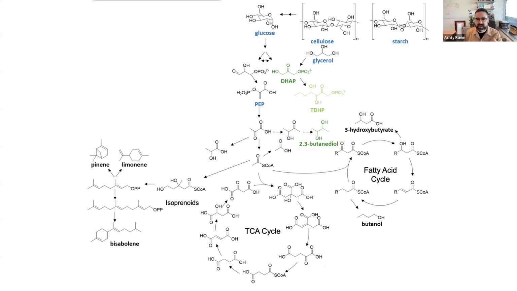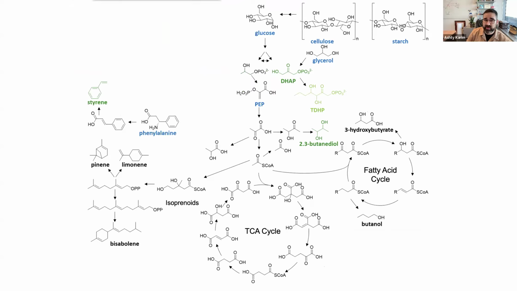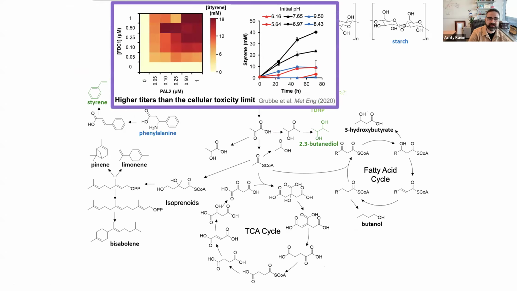Okay, so coming back to our map of metabolism, we looked at the fatty acid cycle and making these acids and alcohols, but we've also extended to more complex metabolic products. So looking at the production of isoprenoids, bisabolene, pinene, and limonene. And we did a similar thing where we were looking at enzyme homologs for each of the steps in our pathway here. And through iterative testing of different pathway designs, we can improve the production of these isoprenoids in the cell-free environment. We've also looked at taking amino acids and converting them into monomers for polymer production. So here we're taking phenylalanine and making styrene.